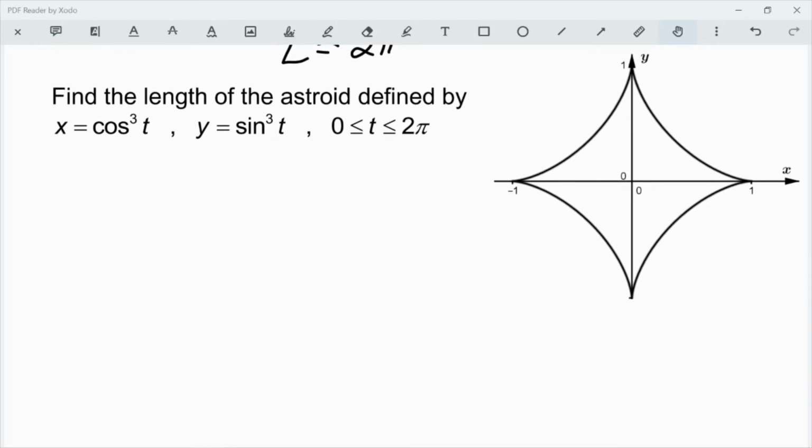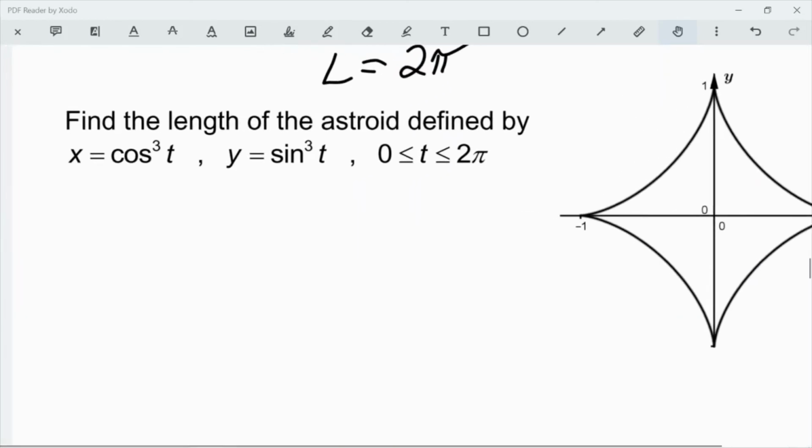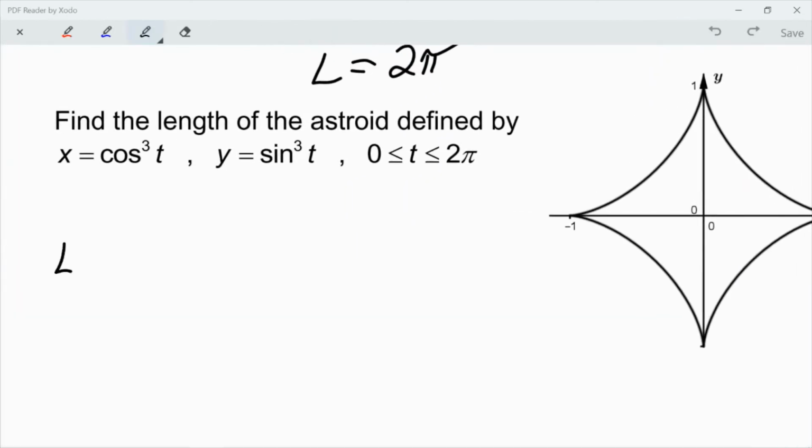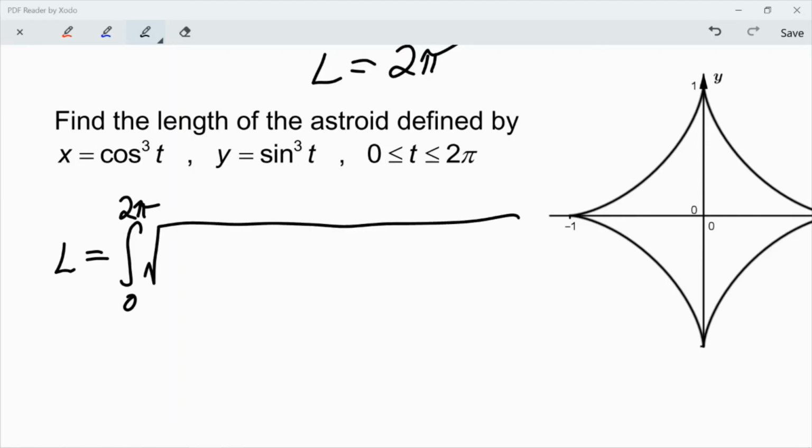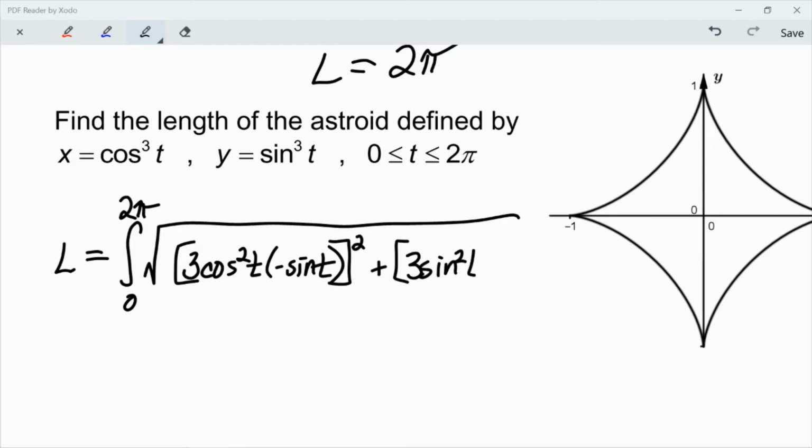Find the length of the asteroid defined by x is cosine cubed t, y is sine cubed t on the interval 0 to 2 pi. All right, so let's just set this up. For our length, we know we're going to integrate on this interval 0 to 2 pi. And then I'm going to have the square root. My derivatives are a little messier this time. dx/dt is 3 cosine squared t times negative sine t, and then I'm going to square that. Plus, for the sine piece of this, I'm going to have 3 sine squared t cosine t, and I'm going to square that. And all of that times dt.